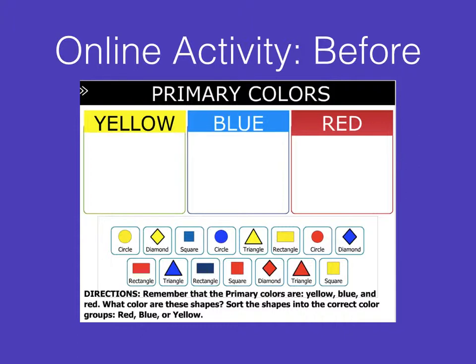However, instead of being booted back down to the mixed bank, the item will be moved to the correct category. So it would be moved into the yellow category the second time. This is significant because it's immediate feedback, and it also lets the student know what the correct answer is fairly quickly.